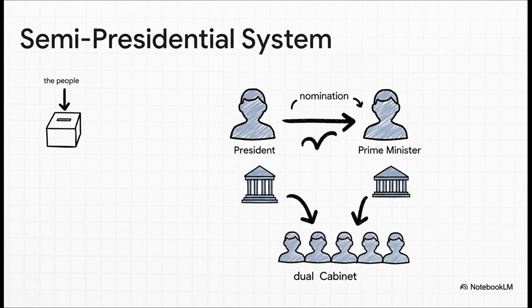This can lead to this really tense power-sharing deal that either forces everyone to compromise or just brings the whole government to a grinding halt.